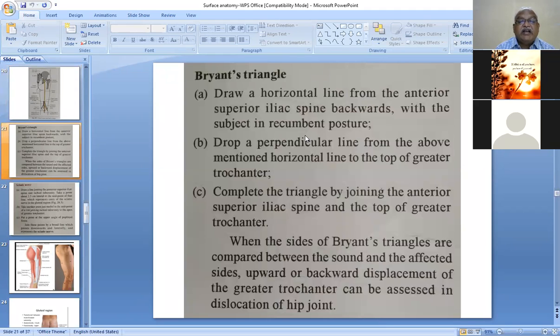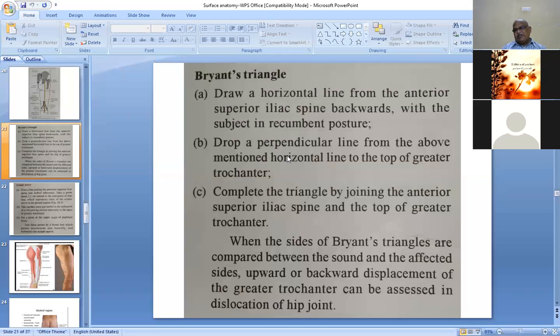Now, Bryant's triangle. Draw a horizontal line from the anterior superior iliac spine backwards with the subject in recumbent posture. Drop a perpendicular line from the above mentioned horizontal line to the top of the greater trochanter. Complete the triangle by joining the anterior superior iliac spine and the top of the greater trochanter. When the sides of Bryant's triangle are compared between the sound and the affected sides, upward or backward displacement of the greater trochanter can be assessed in dislocation of the hip joint.